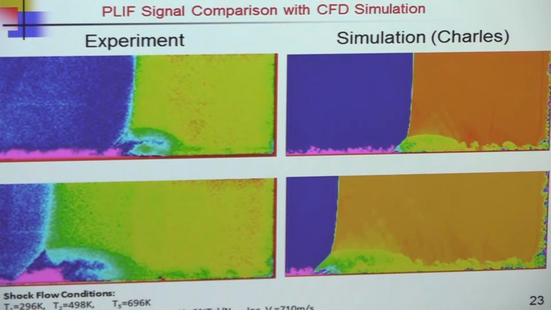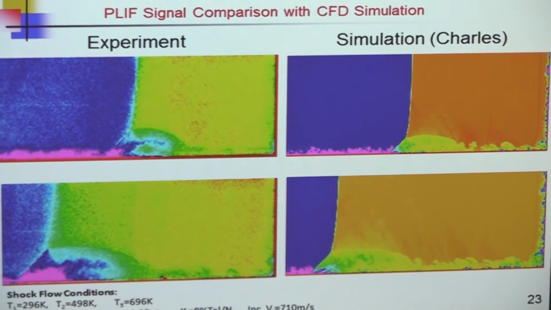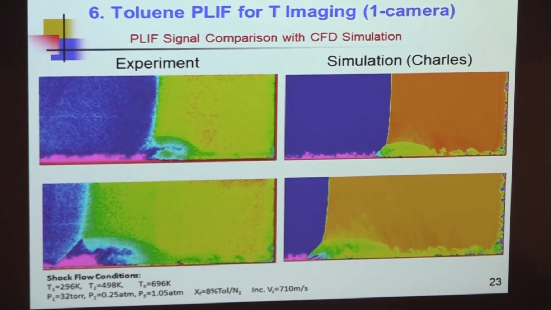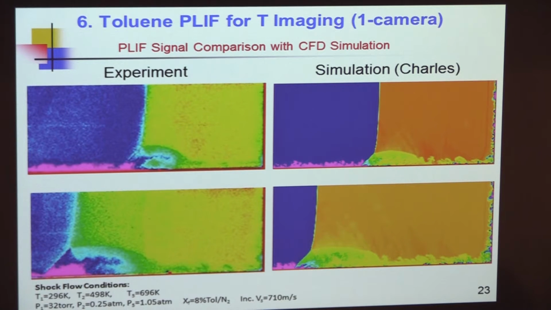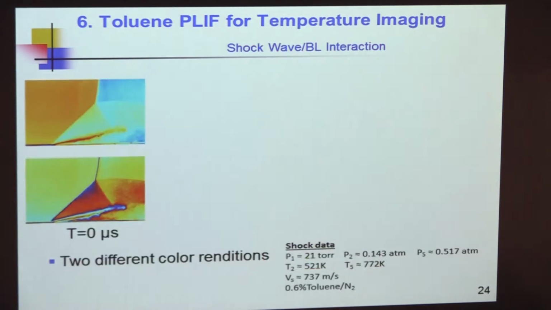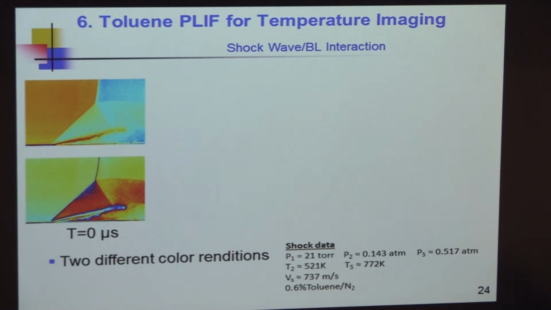I want to compare briefly the experiment with the simulation done by some colleagues in the ME department at Stanford. They had a code called Charles. All you can tell right now is that they look pretty similar. They can resolve some things that we can't because they don't have the noise problem that we have. But they're generally consistent. I like these pictures. So this is a case where you really blow this up and look at the structure here. You can see the angle of this shock wave, angle of this shock wave, the structure here.